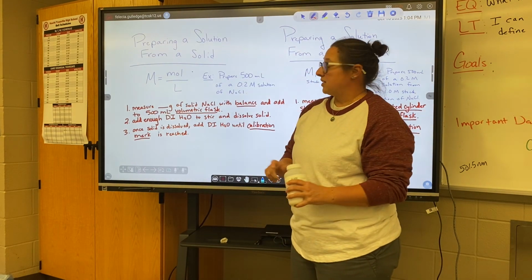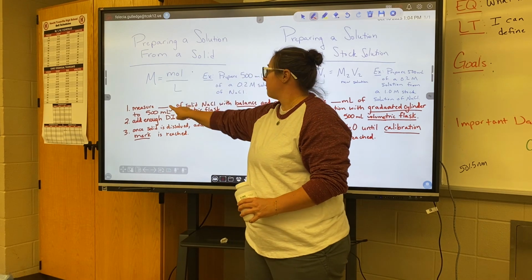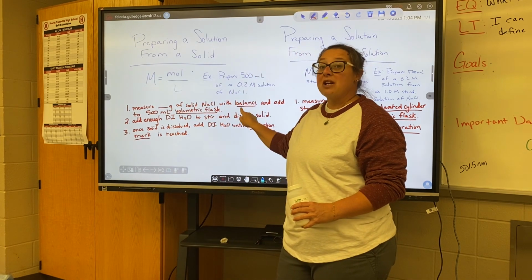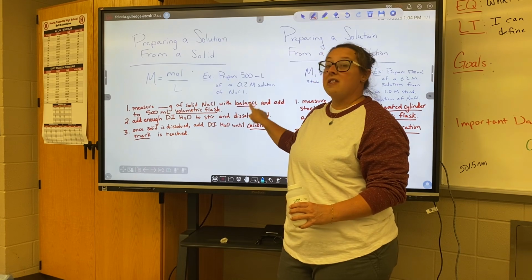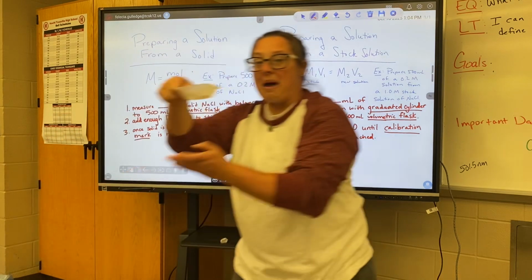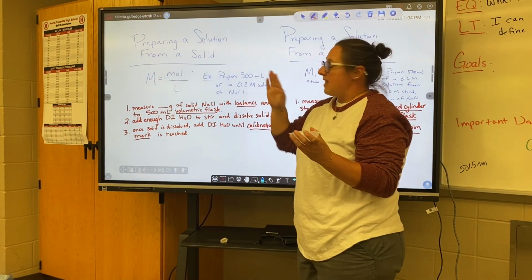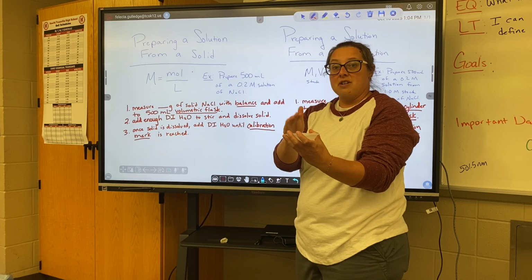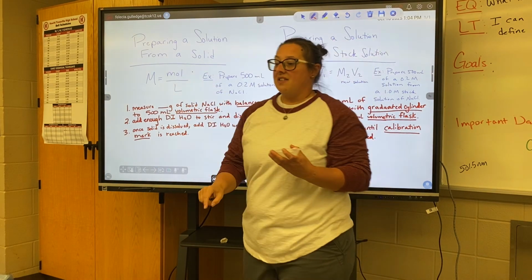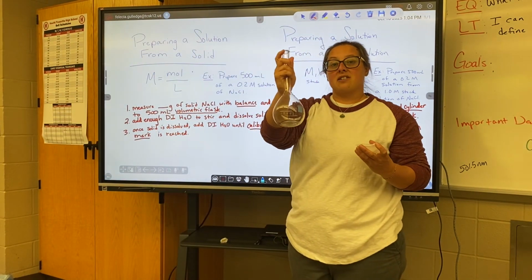So here's our first step. We measure however many grams we calculated from the equation of solid NaCl. We have to say what we're measuring it with. So we're measuring it with a balance. So we put this, measure it out on a balance like so, okay? Once I have that amount of solid measured in my balance that I calculated from here, I then add this to a 500 milliliter volumetric flask.